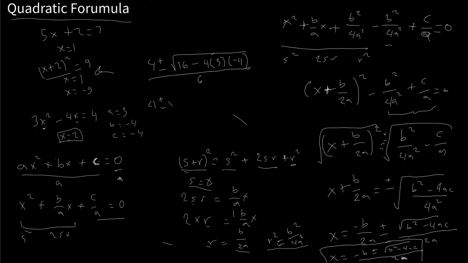So 4 plus minus, this is 16 plus, this will be 48. So 16 plus 48 is 64, square root of 64 is 8, right? So that's 4 plus minus 8 over 6. So we'll have 12 over 6 as one answer and negative 4 over 6 as another answer. And 12 over 6 is indeed 2, right? Which is what we had initially, but there's also another answer that satisfies the equation. So yeah, that shows that the formula we derived actually works.